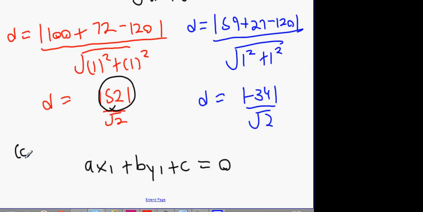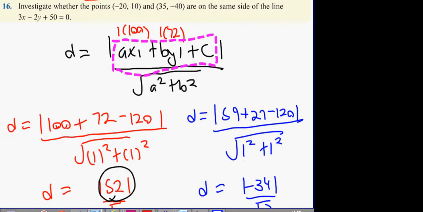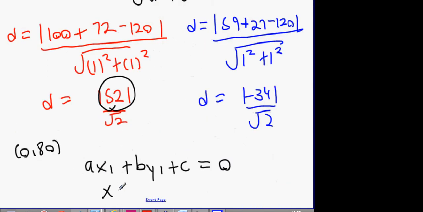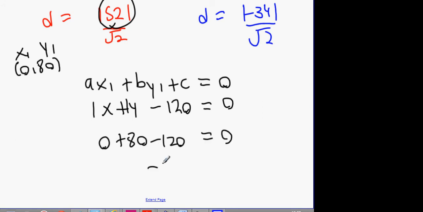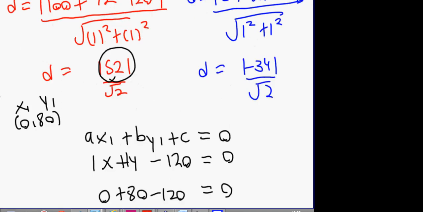So 0 and 80. And we're basically putting it into this equation here. X plus Y minus 120. Okay? Because A is 1 and B is 1. And then we're going to replace in X and Y here. Okay? X1 and Y1. And let's see if it happens. 0 plus 80 minus 120. We would have got minus 40 for this one. Okay? Minus 40 means it's below the line. So we would have got minus 40 in this position here, which tells us it would be below the line.